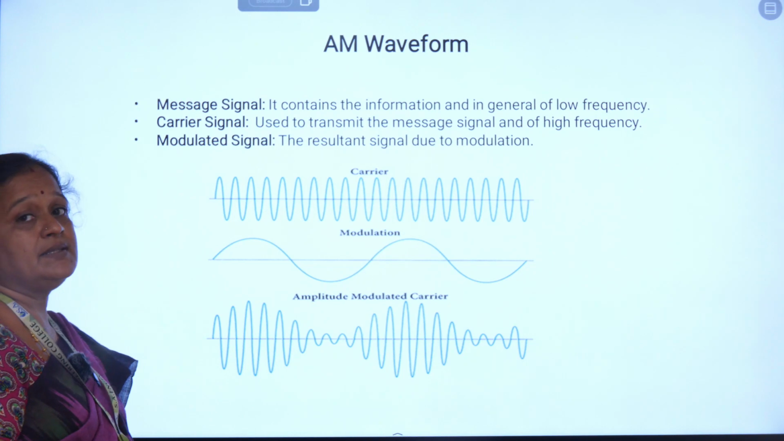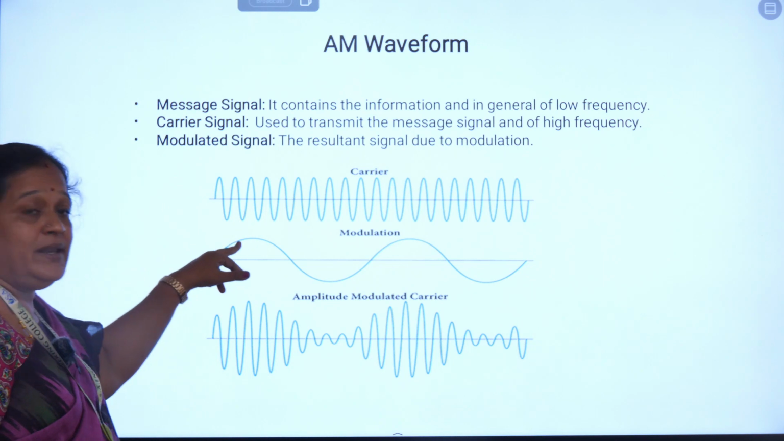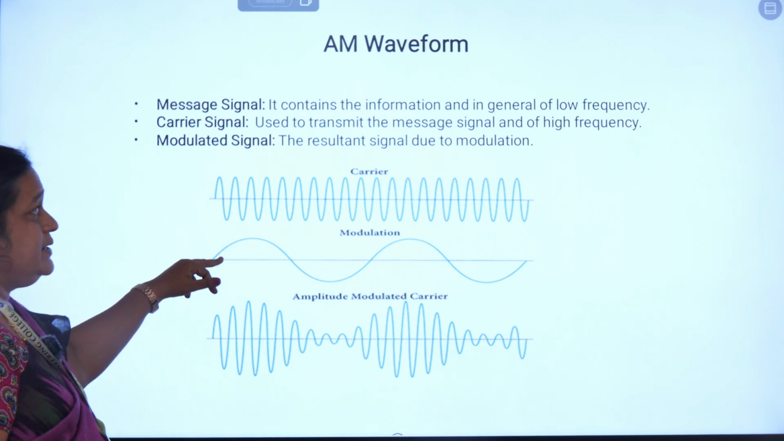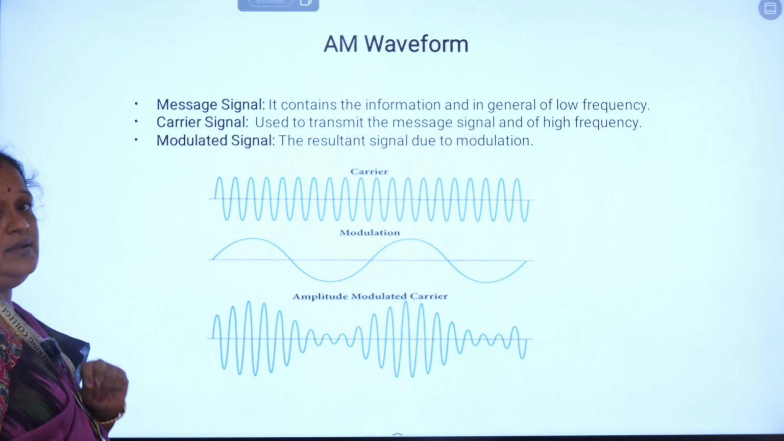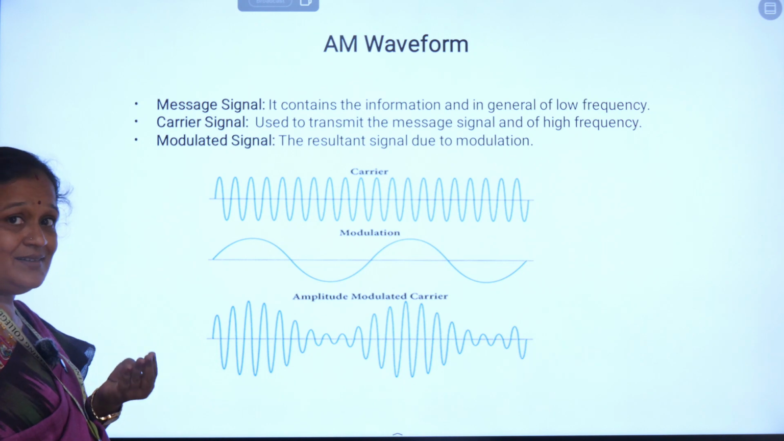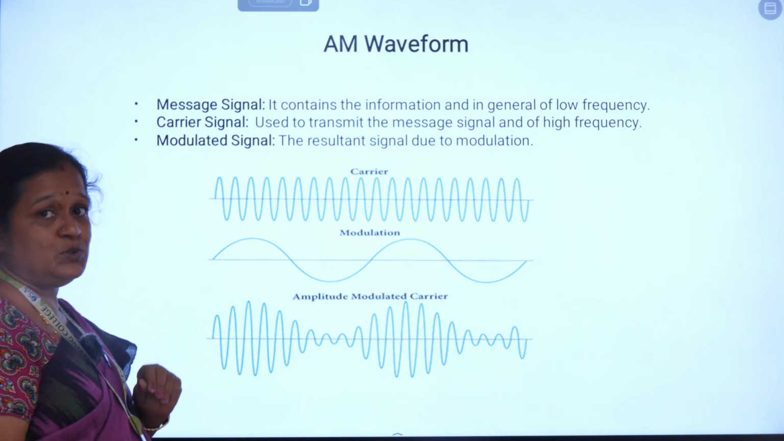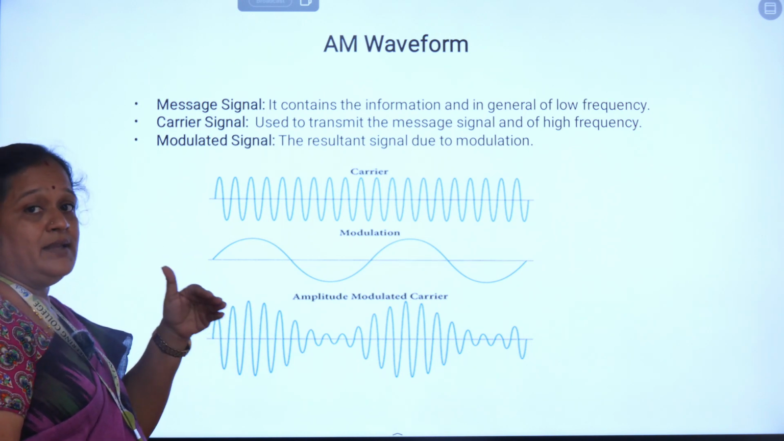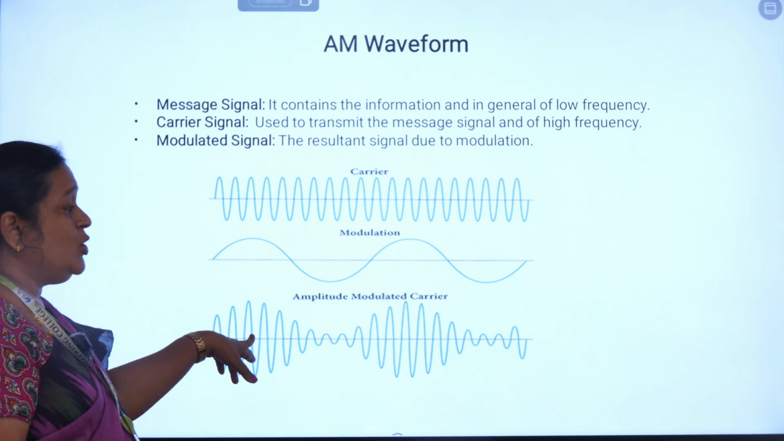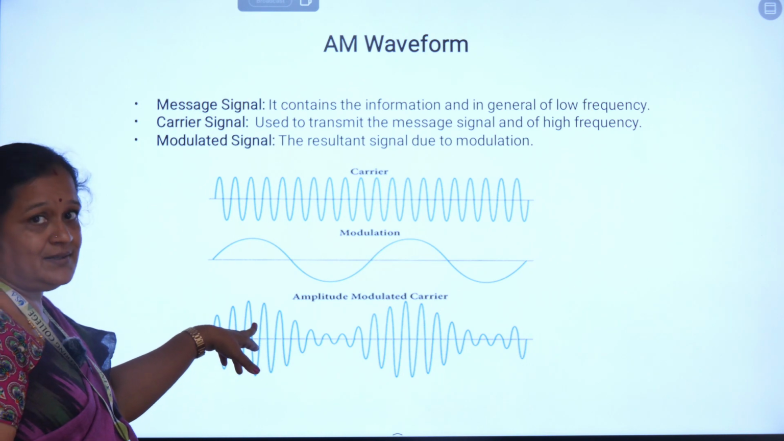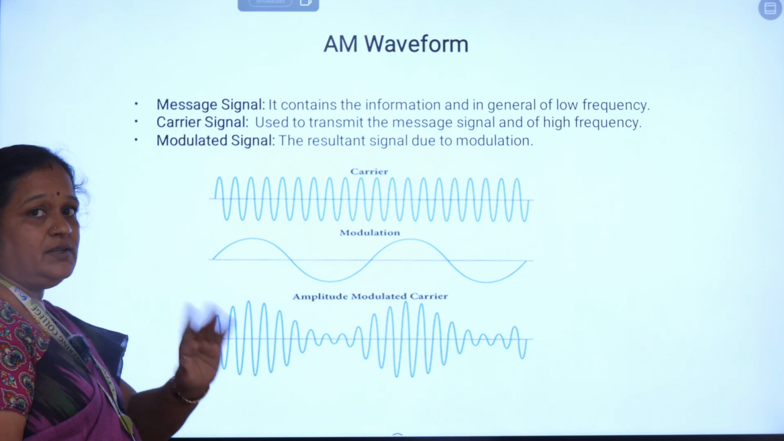For example, we consider an amplitude modulation waveform. This is a message signal, that is the modulating signal that contains the information. This modulating signal contains some information, and generally that modulating signal is lower frequency. Another one is carrier signal. Carrier signal is used to transmit a message signal. That carrier signal should be in higher frequency. This one is the amplitude modulated carrier, that is the modulated signal, the resultant signal due to modulation, that is the output of the modulator.